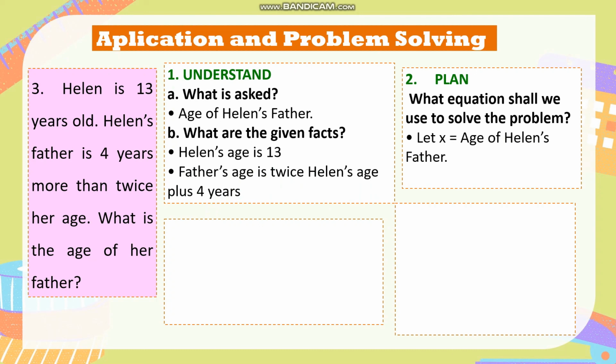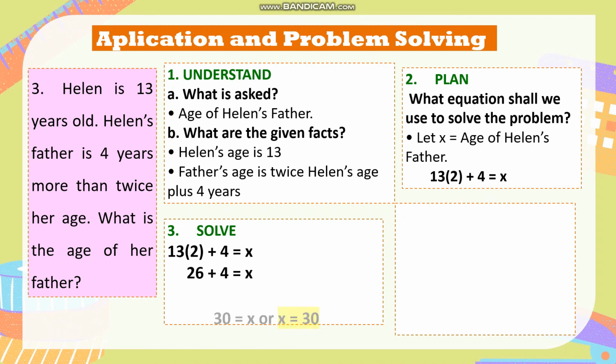Helen's age is 13 at ang father naman niya is twice Helen's age plus 4 years. So, ang ating equation ay 13 times 2 plus 4 is equal to x. Solve. 13 times 2 plus 4 equals x. 13 times 2 is equal to 26 plus 4 equals x. 26 plus 4 is equal to 30 equals x, or baliktarin natin, x is equal to 30.